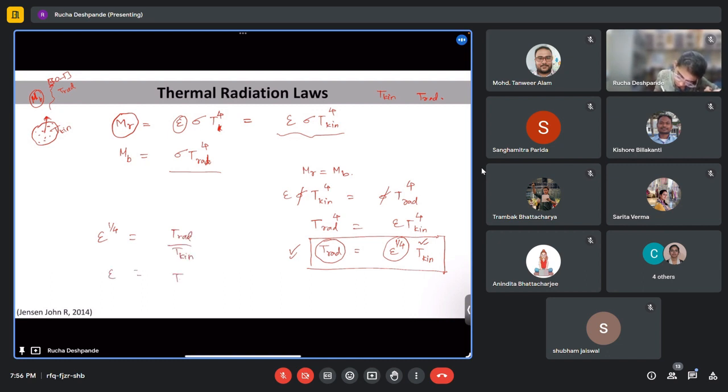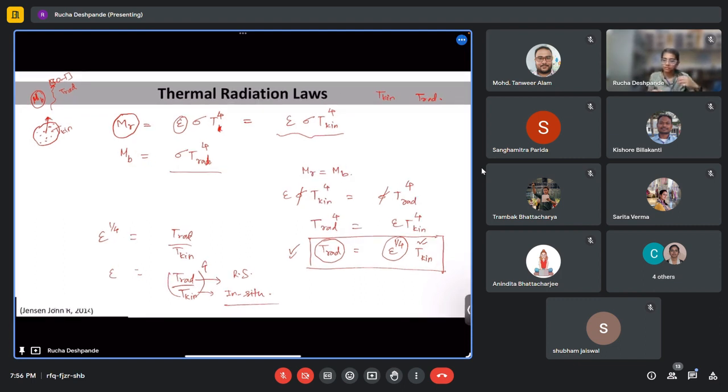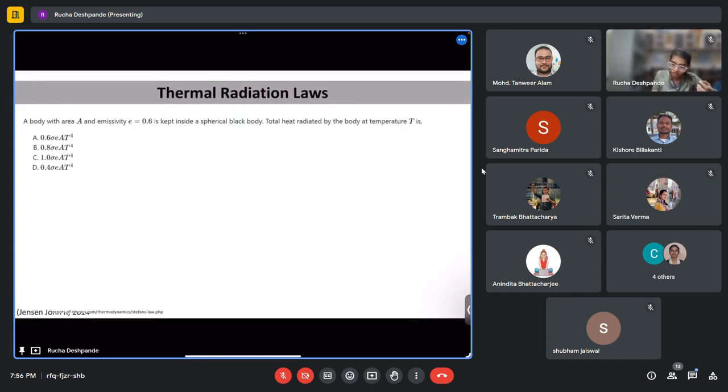So this radiant temperature can be calculated using remote sensing, and then kinetic temperature can be calculated using in situ measurements. So this is what we were talking about in the beginning, the relation between the kinetic and radiant temperature. So the concept of emissivity helps us find the relation between radiant and the kinetic temperature. So let's solve one or two problems based on this, and then we'll end this session.